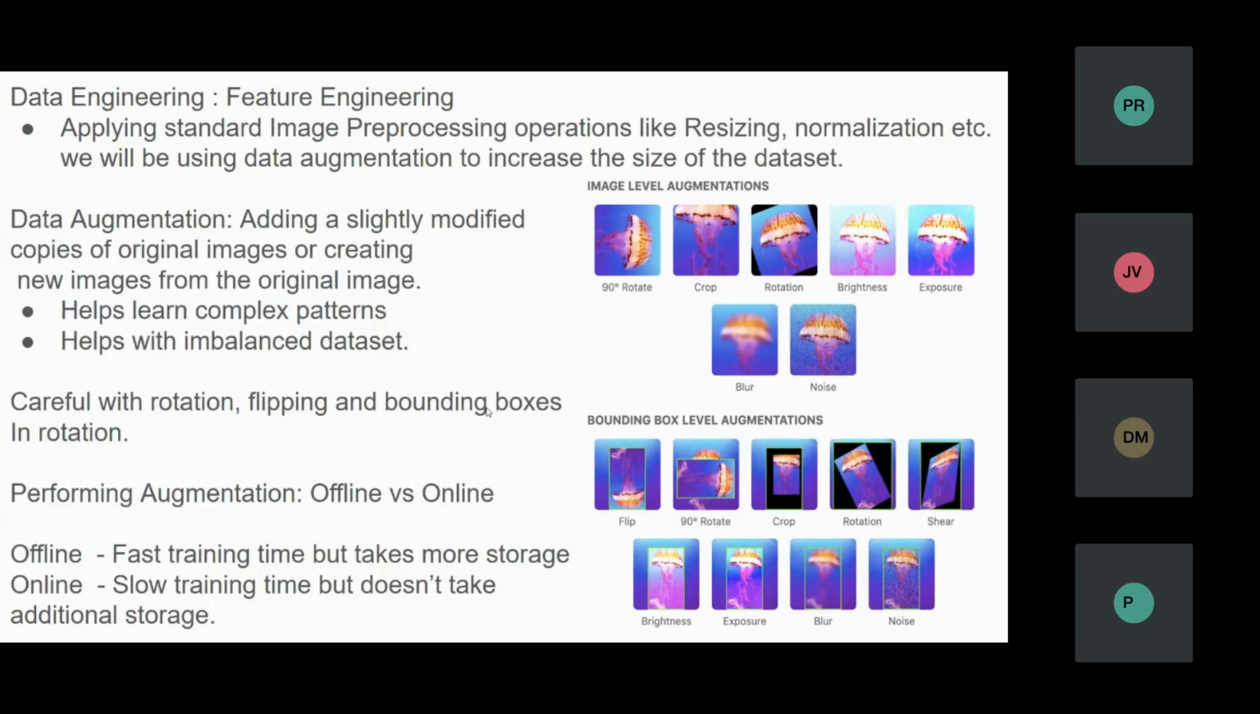So, further moving from data engineering, we have to prepare the data for being taken in as an input, which feature engineering deals with. So applying the standard image pre-processing operations like resizing, normalization, etc. We'll be using data augmentation to increase the size of the data.